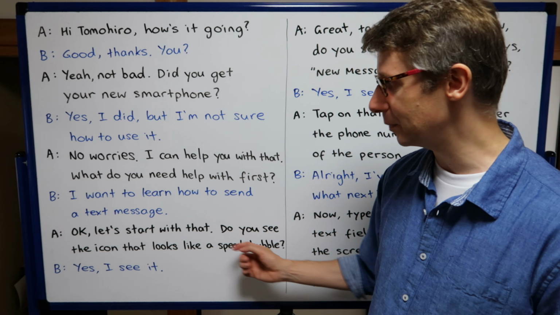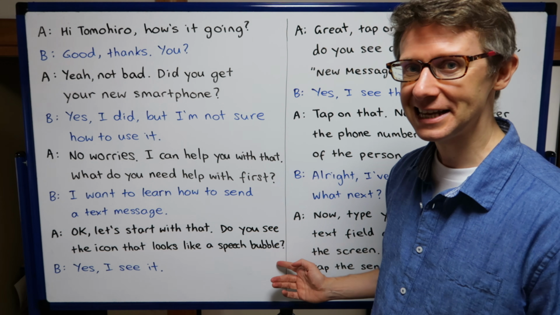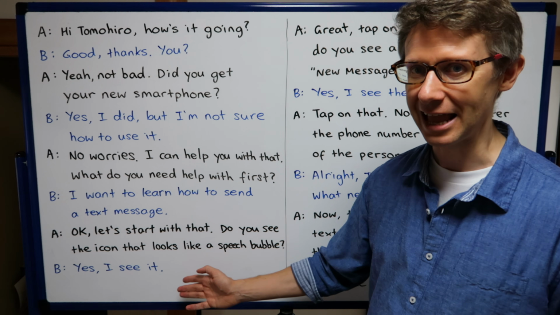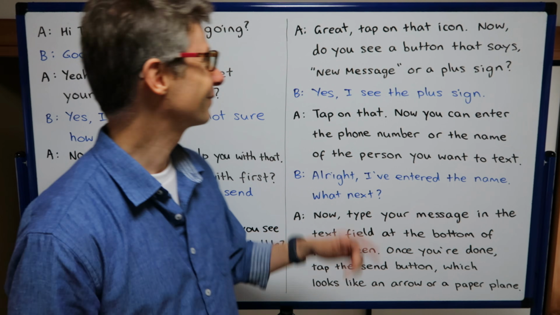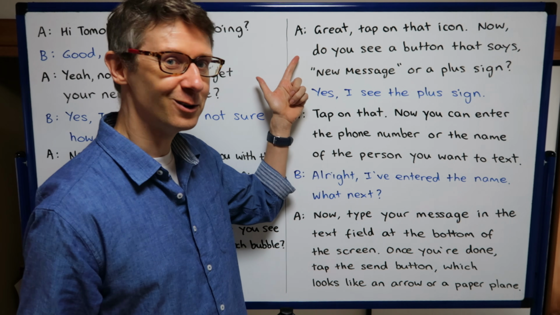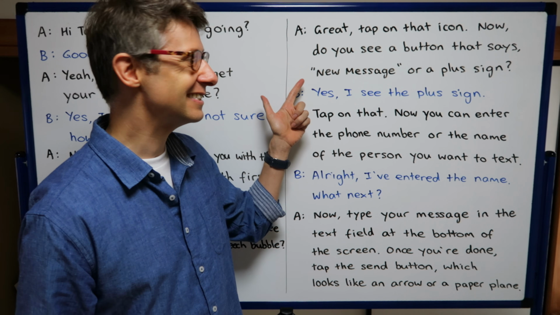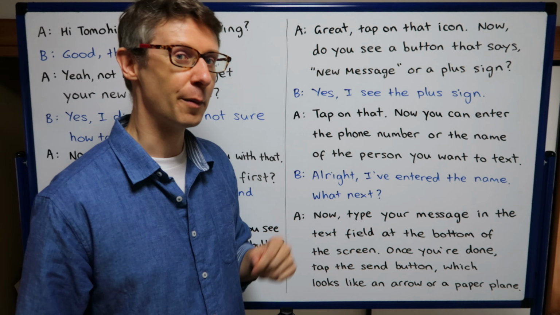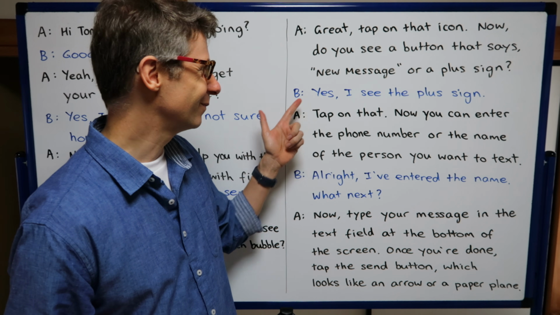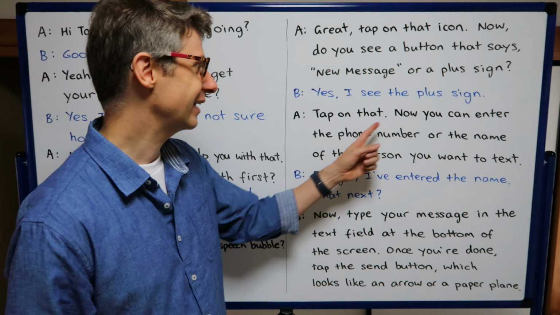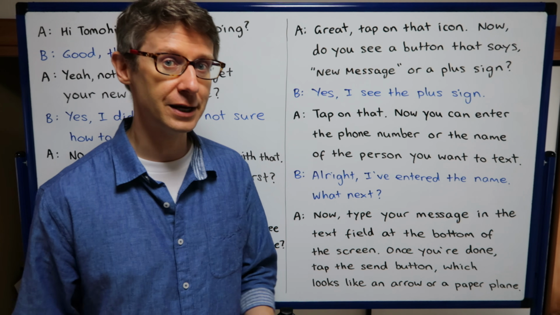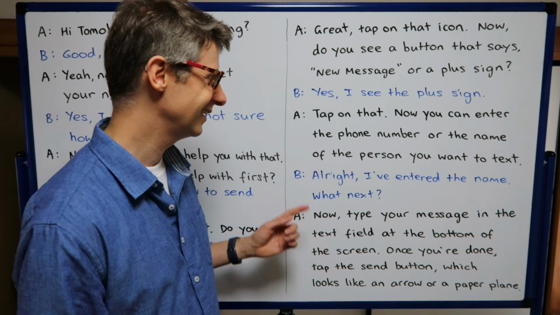Okay, let's start with that. Do you see the icon that looks like a speech bubble? Yes, I see it. Great. Tap on that icon. Now, do you see a button that says new message or a plus sign? Yes, I see the plus sign. Tap on that. Now you can enter the phone number or the name of the person you want to text.